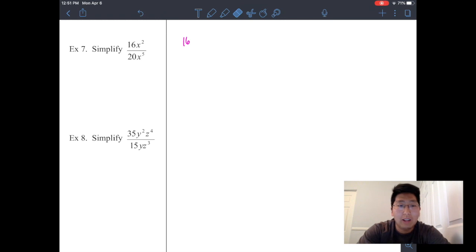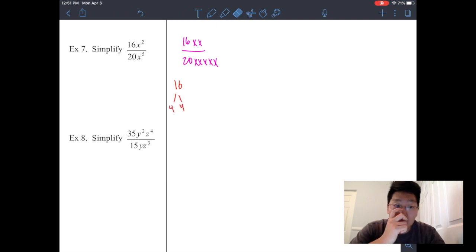So 16, x times x over 20, x to the 5th. I just expanded the variables. Now what we need to do is we need to take 16 and 20 and break it up just like we did before. Okay, so 16, we could break that up to 4 times 4. And 4 can be broken up to 2 times 2 and 2 times 2. 20, we could break it up to 4 times 5. And 4 can be broken up to 2 times 2.